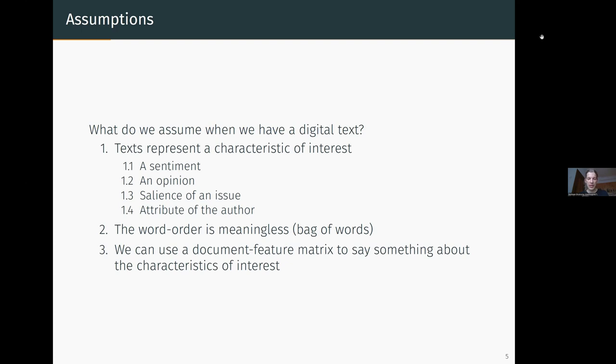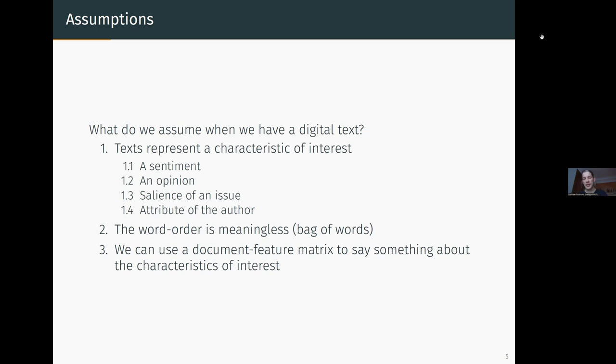Now, the second one is something that's currently being challenged. For a long time, you would say that word order is roughly meaningless. This was known as the bag of words. What happens is that we have a document and we basically do word counts. So if I have a sentence like, we can use a document feature matrix to say something about the characters of interest, then we just count each time each word occurs, and we make it into a data frame.